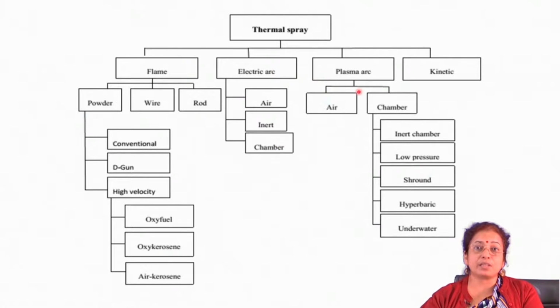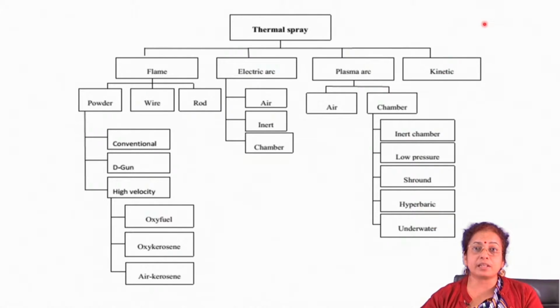And under plasma, it may be air plasma spraying or chamber plasma spraying. In air plasma spraying, you do the spraying operation in a normal environment, where there is only air. On the other hand, in chamber plasma spraying, you can use an inert chamber, low pressure chamber, shrouding chamber, hyperbaric chamber or underwater chamber, depending on the kind of material you are going to deposit onto which substrate.